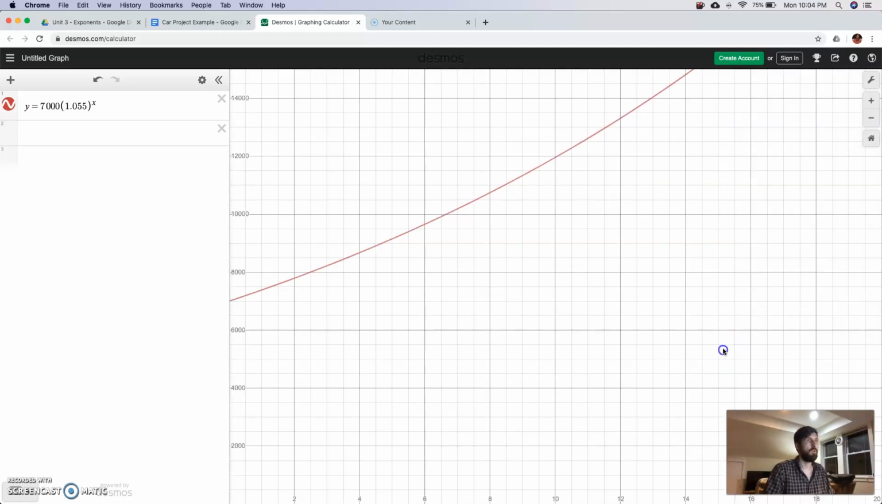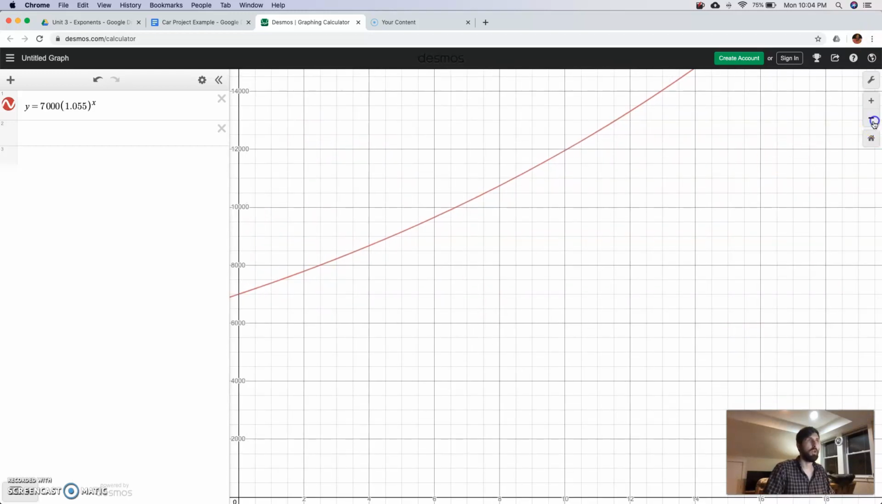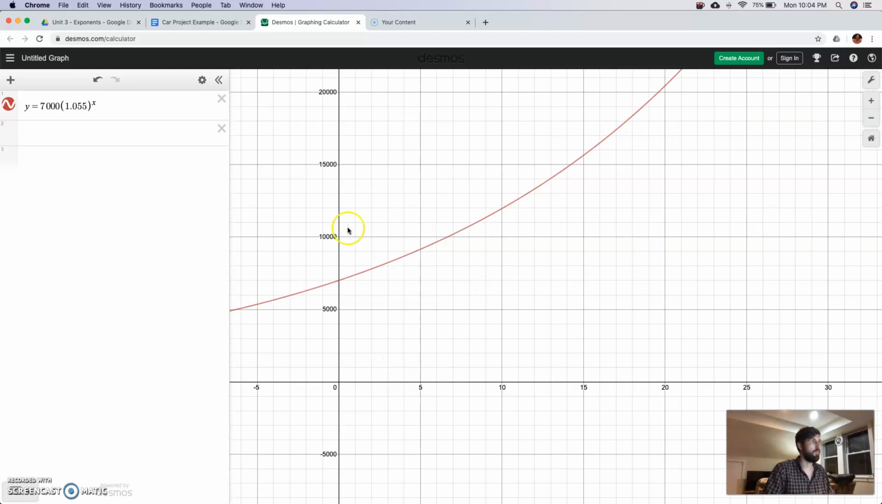There we go. So here we have a graph. I can pull this back a little bit. So here I have a graph of what I want. It should start around, there it is, at about 7,000. It's going to go up, so that's obviously increasing.